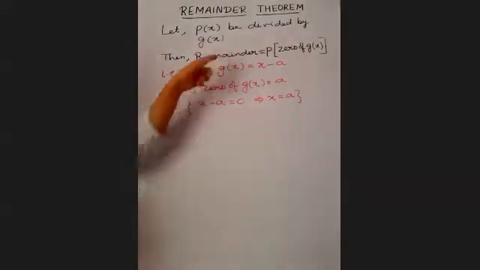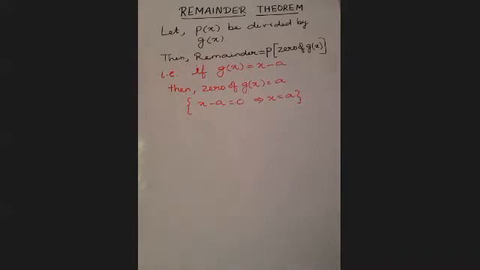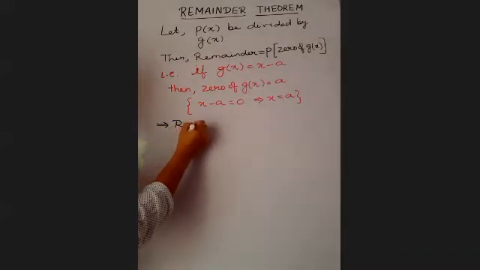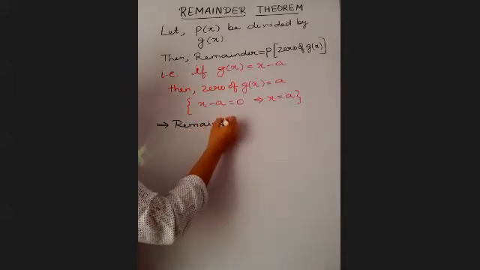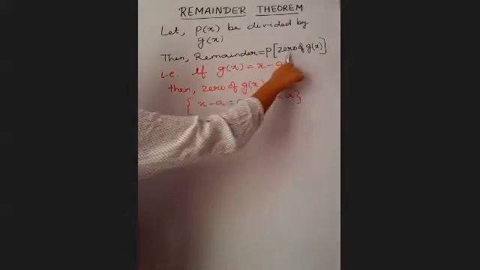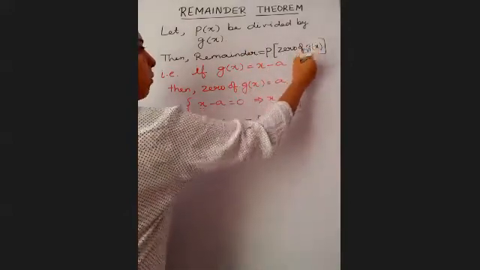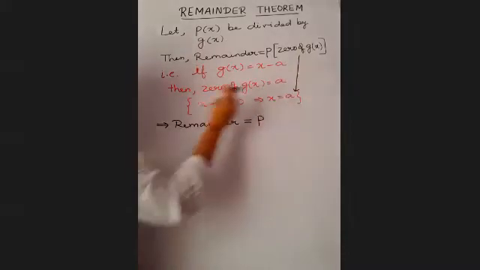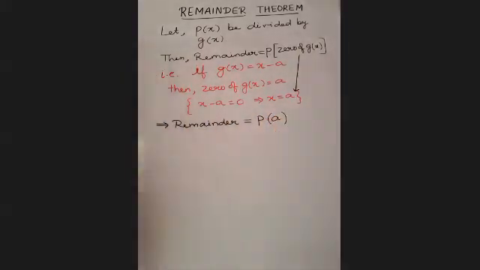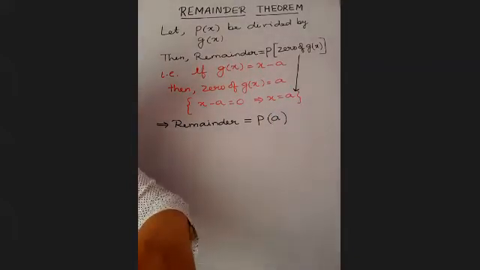So by the remainder theorem, how will we write the remainder? We will put a in the place of x. The remainder will be given by p of the zero of g(x). Now what is the zero of g(x) here? It is a. So the remainder will be given by p of a.